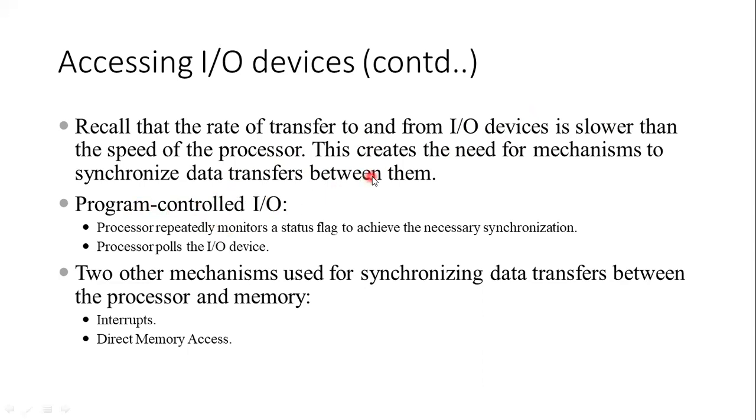The processor repeatedly monitors a status flag to achieve the necessary synchronization. This is called processor polling of I/O devices. Two other mechanisms used for synchronizing data transfer between the processor and memory are interrupt and direct memory access. By these two ways, you can synchronize the data transfer between the processor and the memory.